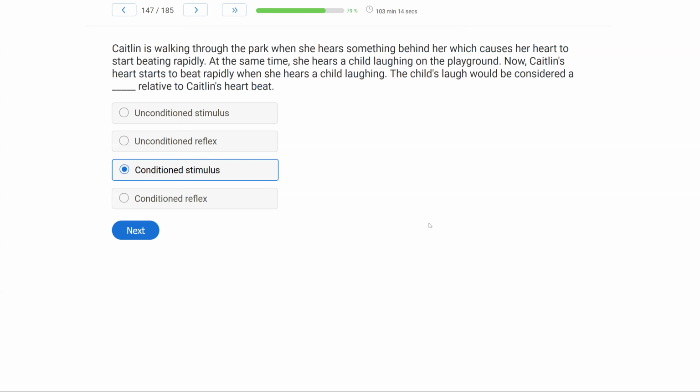Respondent conditioning questions are as straightforward as that. Simply identify what's your unconditioned stimulus, what is it being paired with, and then what is that eliciting? What reflex is being elicited from that unconditioned and conditioned stimulus?